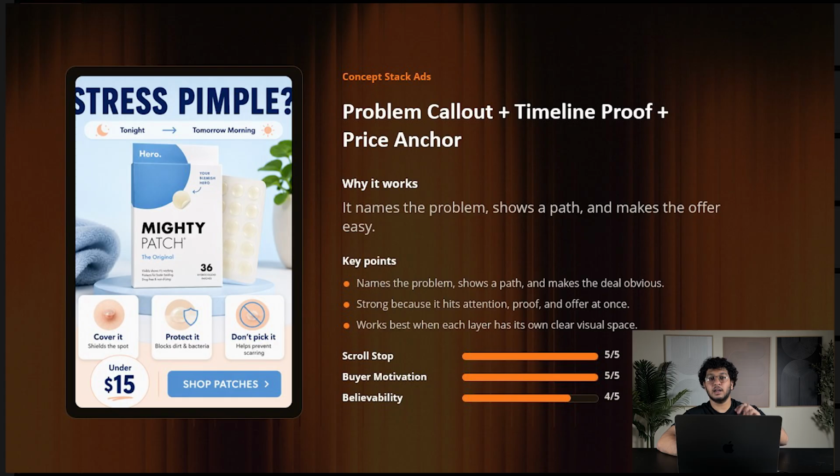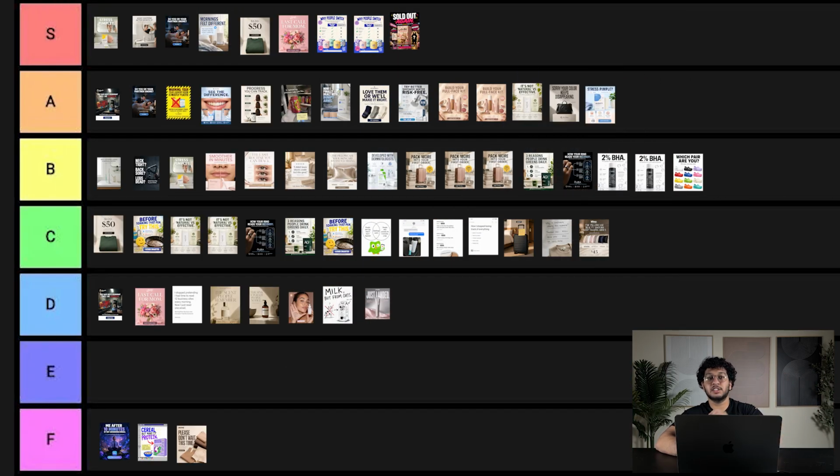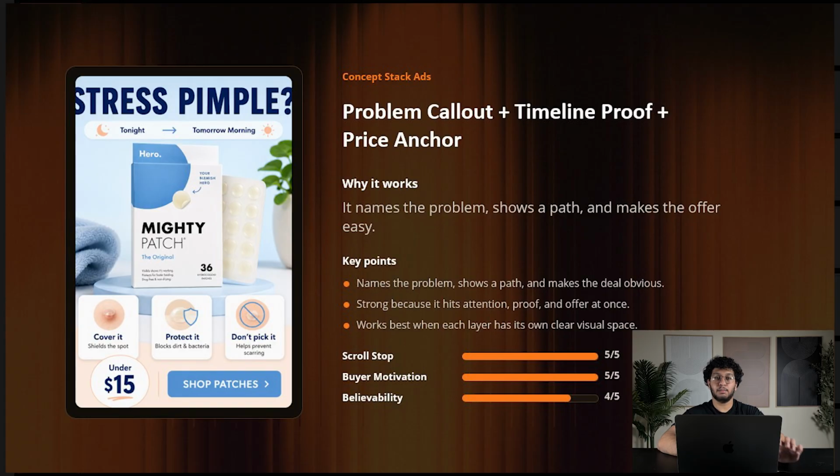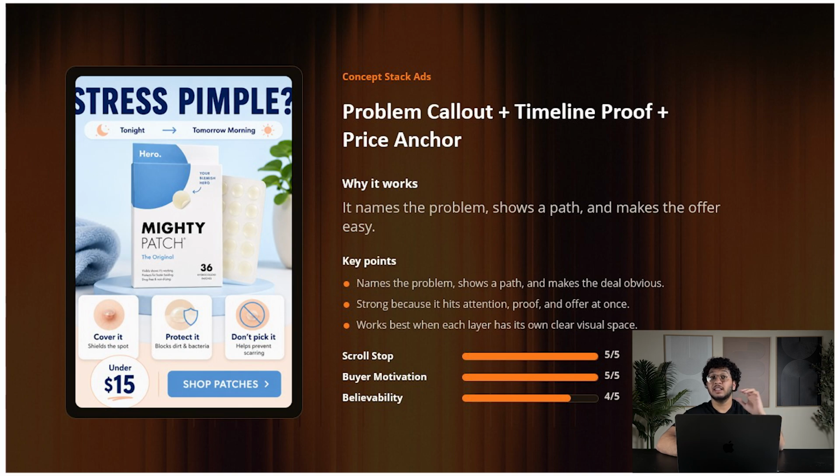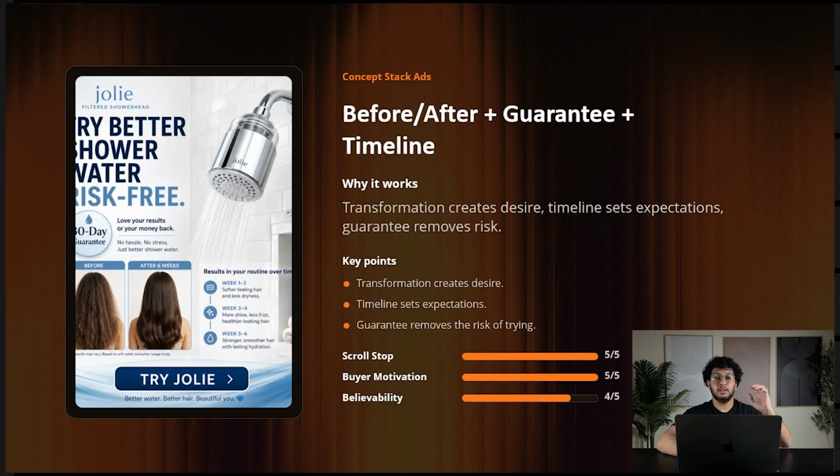Next is the problem callout plus timeline proof plus price anchor. This is A tier. The stack is much cleaner. It follows the buyer's thought process. First, do I have the problem? Then, how long will it take? Then, what does it cost? That's a strong flow. The only reason it's not S tier is that it can still get cluttered if the design is not clean. But strategically, this is a very strong ad structure. A tier.